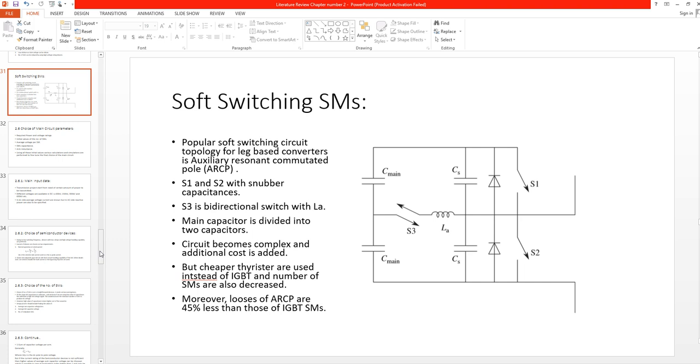Now we are going to study what are basically the requirements of the circuit parameters. What are the different things that we need to decide before going to practically implement a modular multi-level converter.